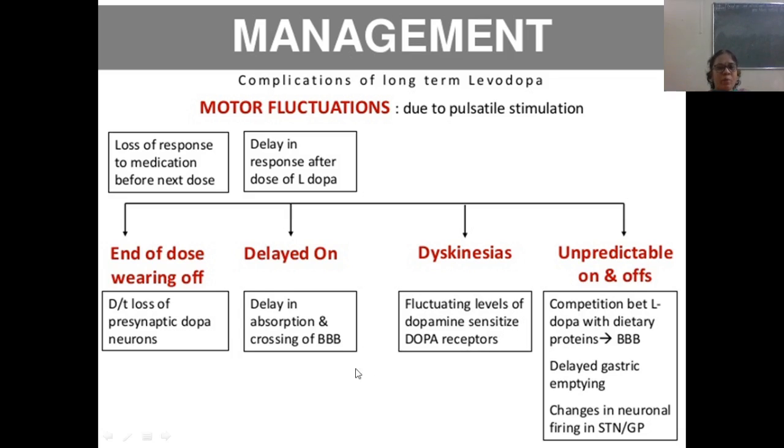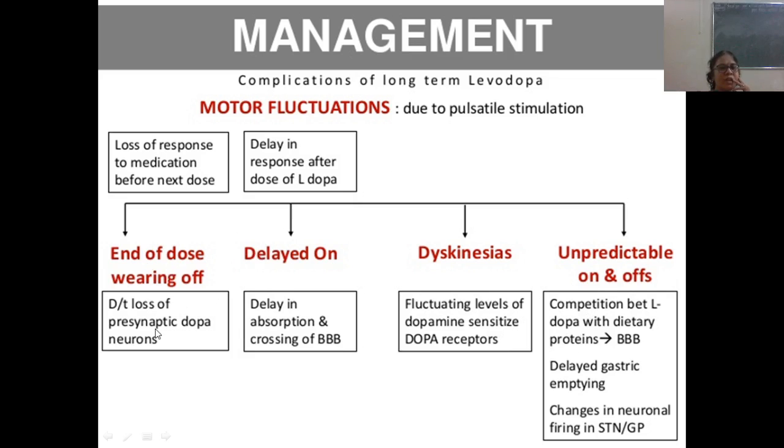Then the complications of long-term use of levodopa: motor fluctuations due to pulsatile stimulation, loss of response to medication before the next dose, and delay in response after a dose of levodopa. These are the different complications, and whether to use levodopa or not is also given in the table.